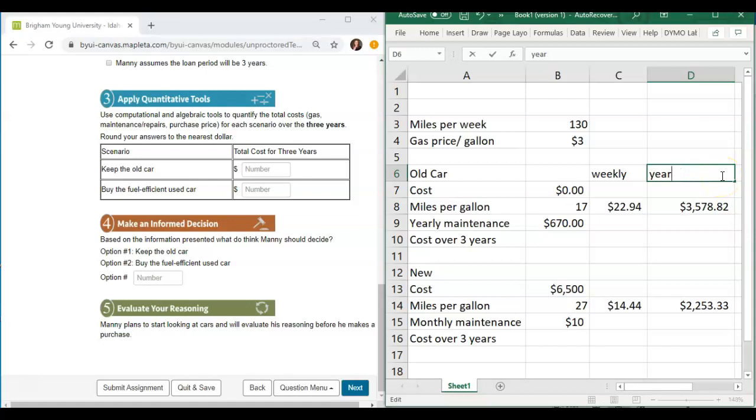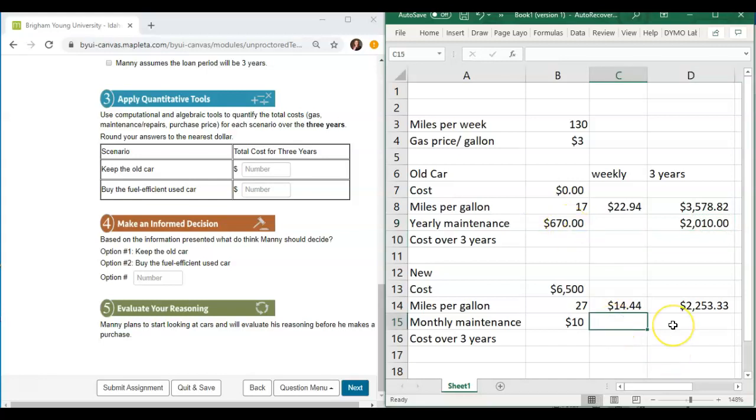This is over 3 years. This is after 3 years because we ended up multiplying by 3. This one already gave me the yearly cost, so we're going to go directly to this column here and find how much it'll take for maintenance on this old car over 3 years. So I'm going to cell reference here and then multiply that by 3 years, and that will tell me how much for the old car.